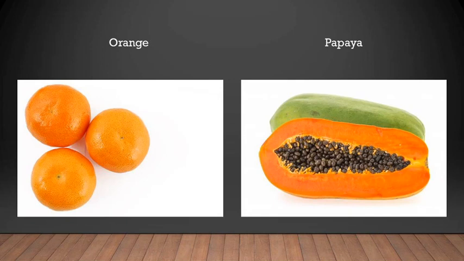Papaya. There is a saying, an apple a day keeps the doctor away, but then I feel in the Indian context, eating papaya a day keeps the doctor away. It is the fruit which has almost all the vitamins and it keeps you healthy. Papaya.